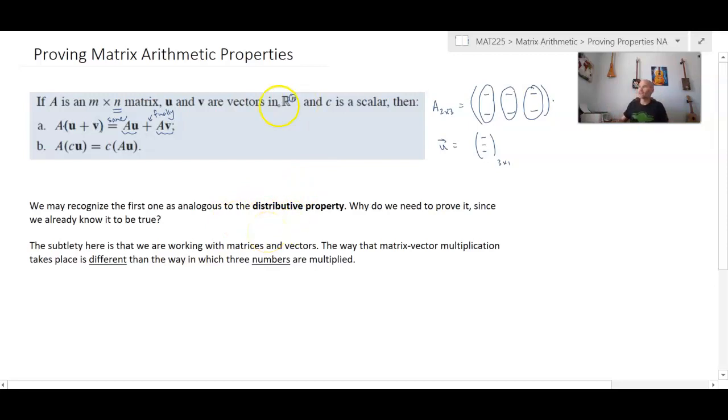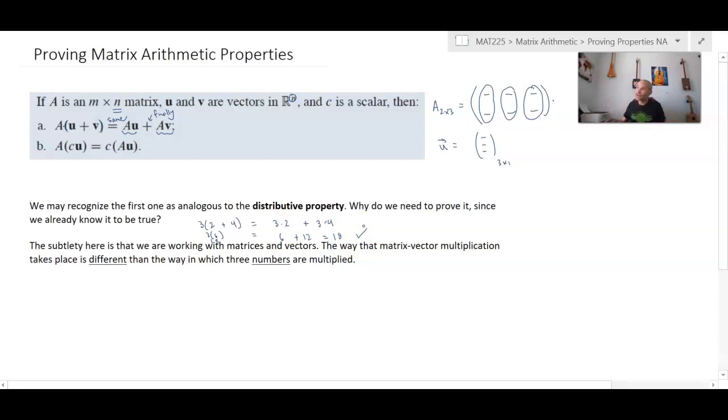So why do we need to prove it? Because we know, after all, that if we take something like 3 times 2 plus 4, then one way we could do this is to add 2 and 4 together and we get 6. So this would be 3 times 6, which is 18. Or we could take 3 times 2 and add that to 3 times 4. So we're doing 3 times 2 first, 3 times 4 second, and then adding the result. Here we would get 6 plus 12, which is also 18. And so we see that the distributive property holds here.